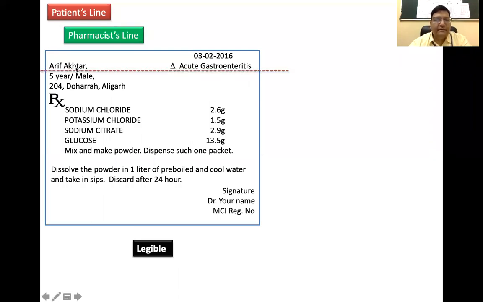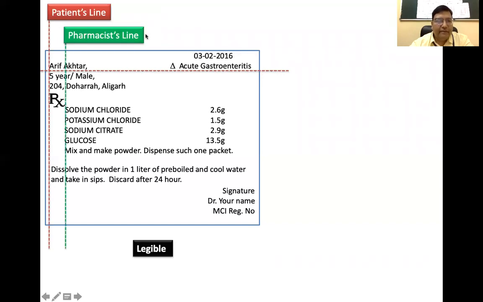The first thing you have to keep in mind while you write is that the name should be in the line of the diagnosis, and your date should be a bit above, in the line above it. Then this is the patient line, the patient detail, the superscription and the label. All these things are written in one line because these are concerned with the patient.